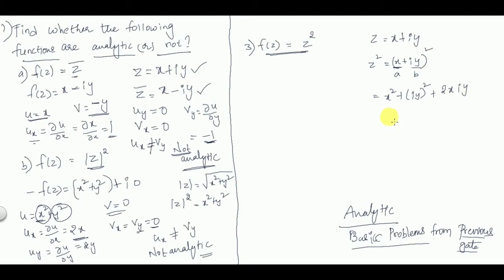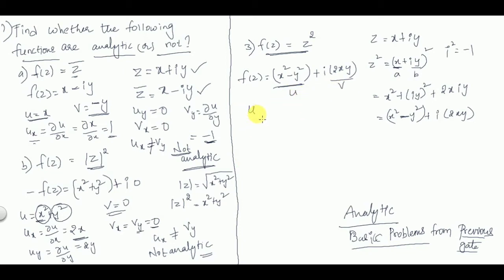2xiy, that is 2ab. Okay, so this will be x square minus y square, because i square is equal to minus 1. So i square y square will be minus y square, plus i into 2xy. Okay, so this is f of z. f of z is equal to x square minus y square plus i into 2xy. Right, so this is your u function, this is your v function. In the Cauchy Riemann standard equations, this is u and this is v.